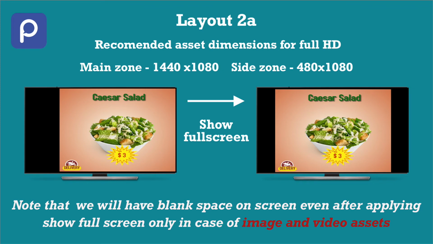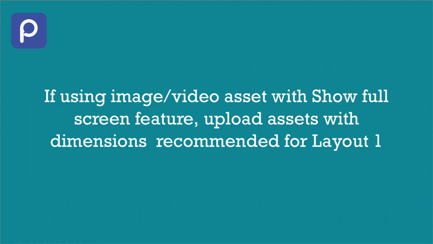Secondly, in case of image and video assets in main zone, even after using show full screen option, the assets may not occupy the full screen, leaving some blank space. This happens because the moment you select show full screen option, the setup behaves like layout 1 having single zone instead of 2-zone layout 2A.